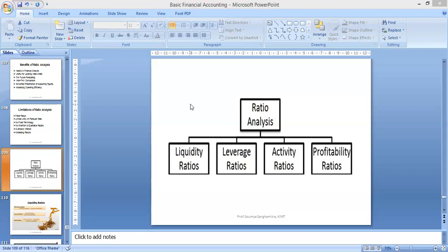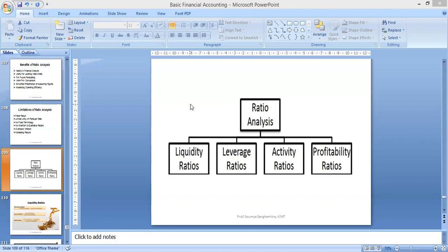Then leverage ratio, or solvency ratio. This ratio determines the extent to which an enterprise makes use of borrowed money. Main ratios included under this category are debt equity ratio, proprietary ratio, interest coverage ratio, and capital gearing ratio. This ratio helps to determine a company's long-term solvency.